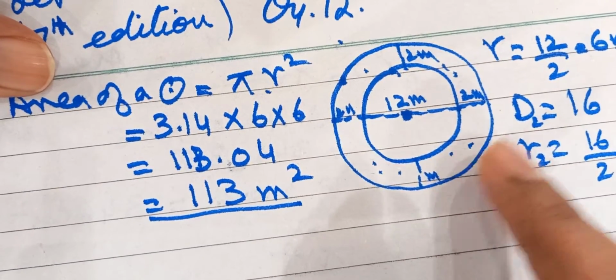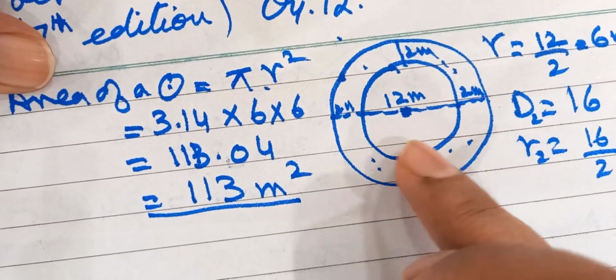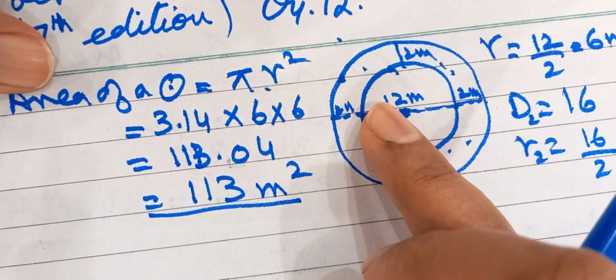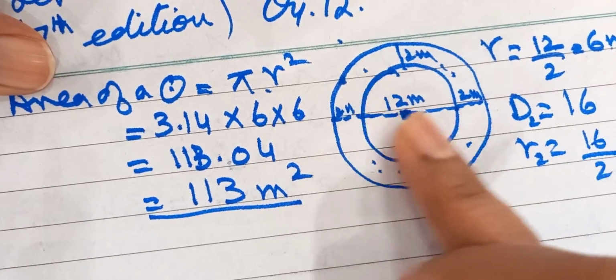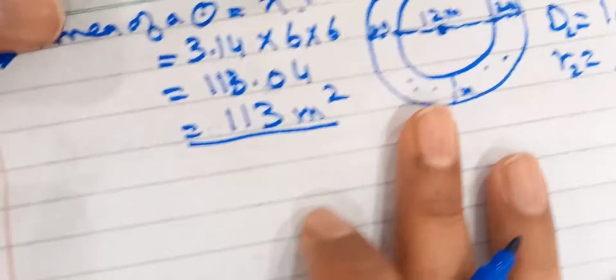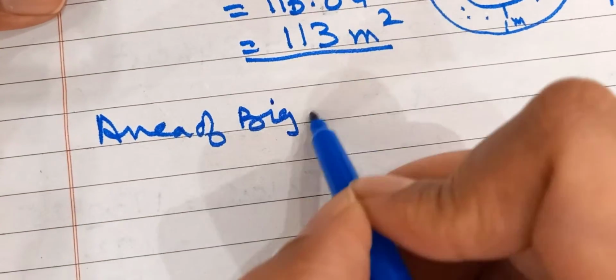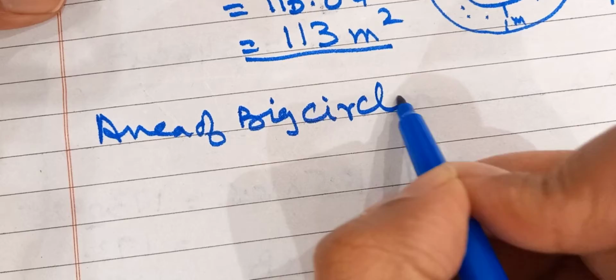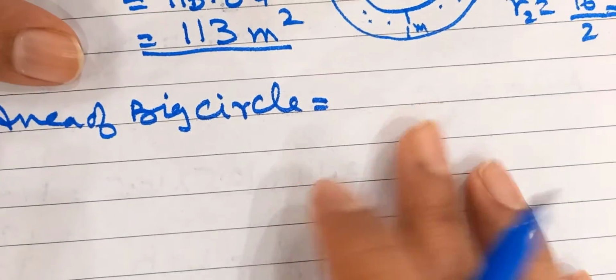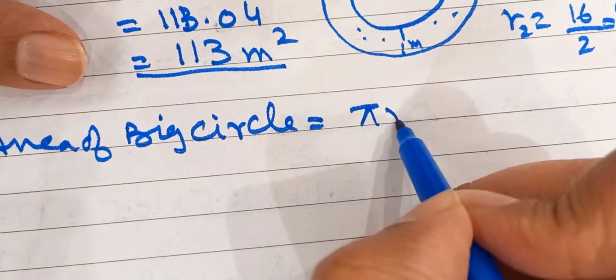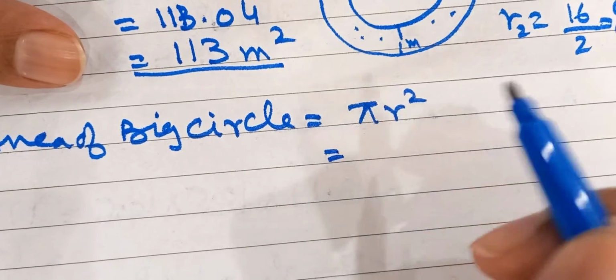Then I will achieve my goal as I will be able to eliminate this part. So what am I going to do? Area of big circle, I'll write because it's easy. So pi r square, pi is here.